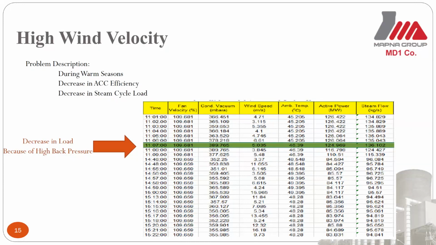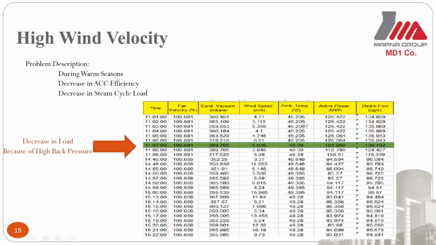The problem is illustrated in this chart, as indicated by the green line. When the ambient temperature goes up more than 46 in a situation where wind speed is high, condenser back pressure goes up to 39 kilopascal. At this moment, the operator has no choice but to decrease the cycle load, which is called run back.